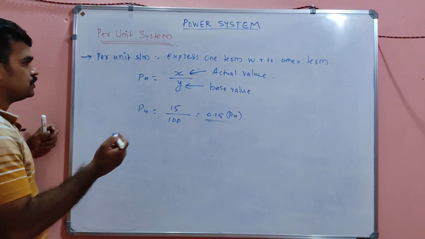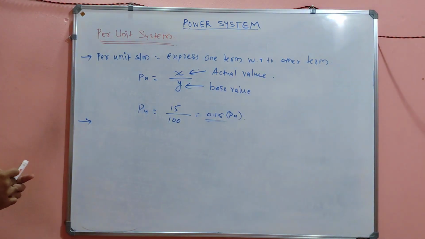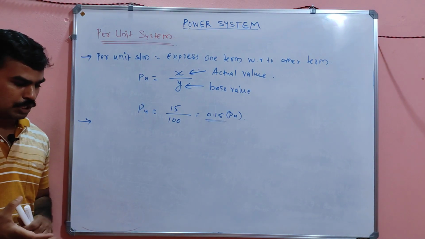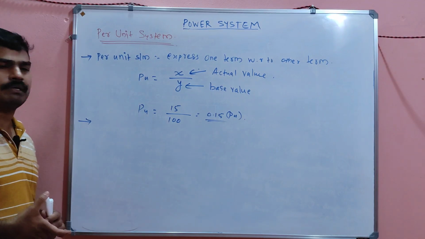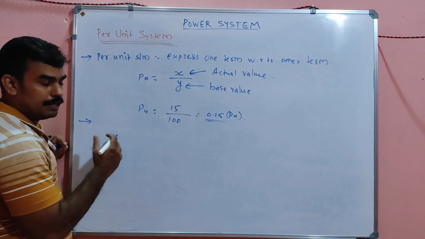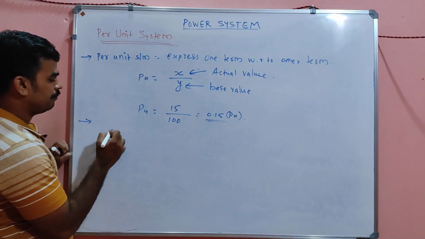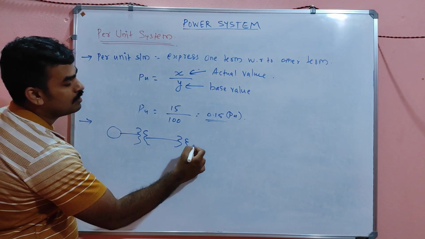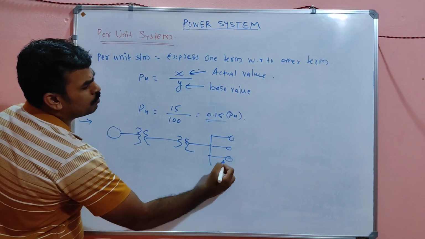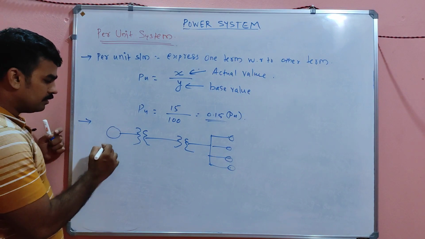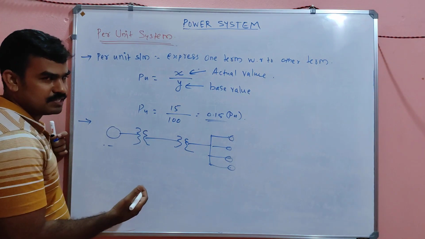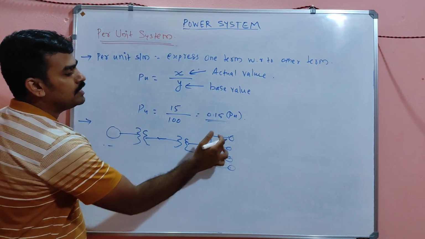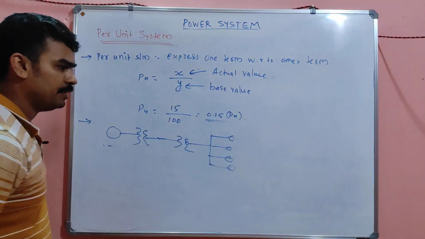Next, what is the importance of per unit system in our power system? In the previous lectures you saw the equivalent representation of a transmission and distribution system. A substation will be there, a transformer, a transmission line, another transformer, and so many loads. The transformers each have a certain rating in MVA or kVA, the transmission line has some R and jX, and the loads have very different ratings.